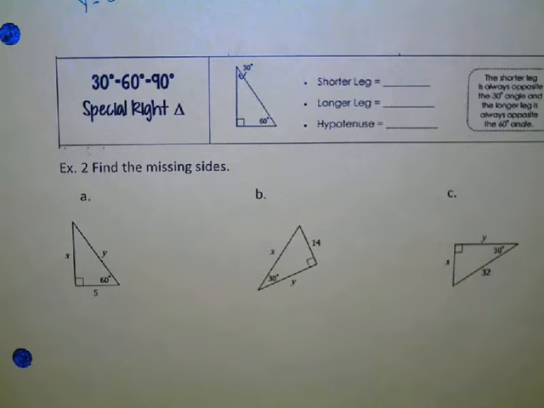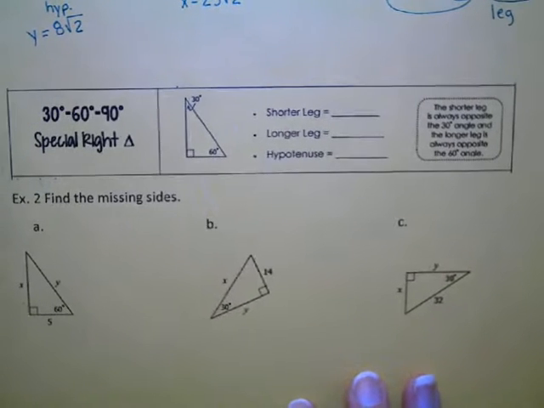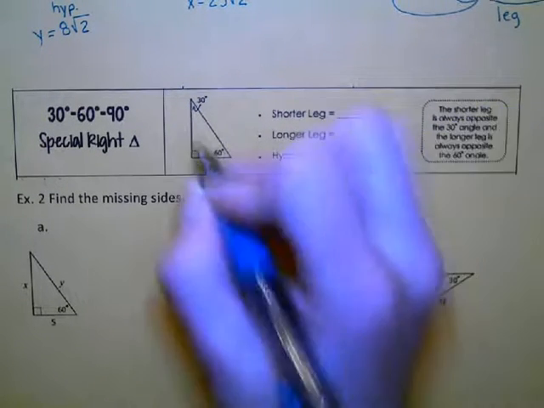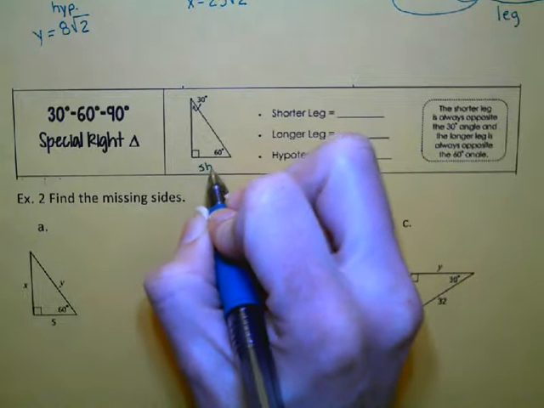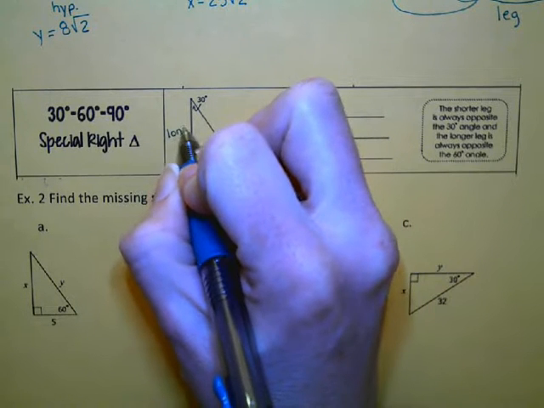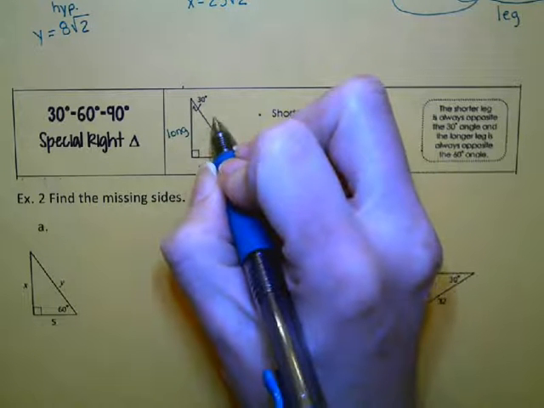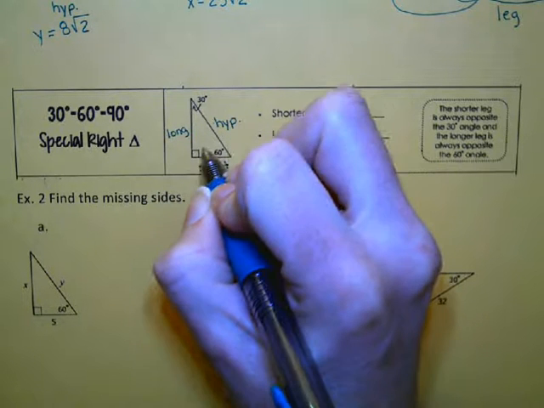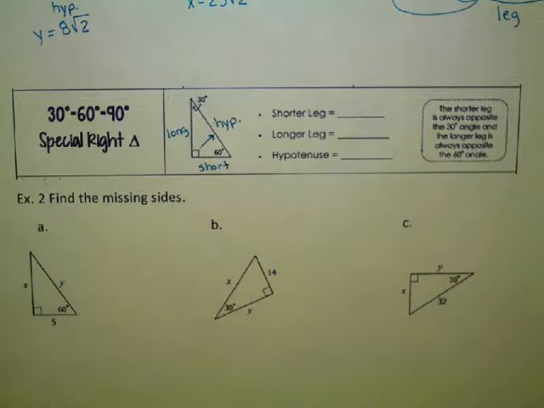So continuing with notes, we're going to go down to our 30, 60, 90s. This is like half of an equilateral triangle. So the short leg would be across from the 30-degree angle. So this would be the short leg. This would be the long leg. And remember, the hypotenuse is always located across from the 90-degree angle.